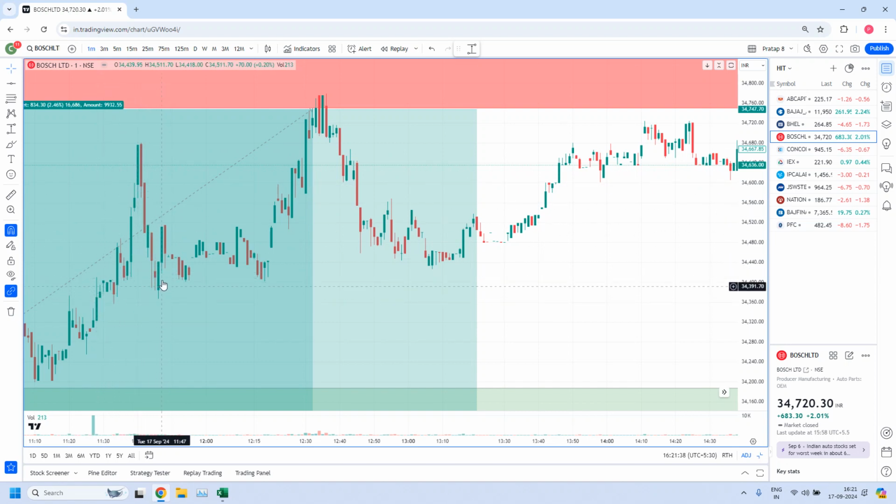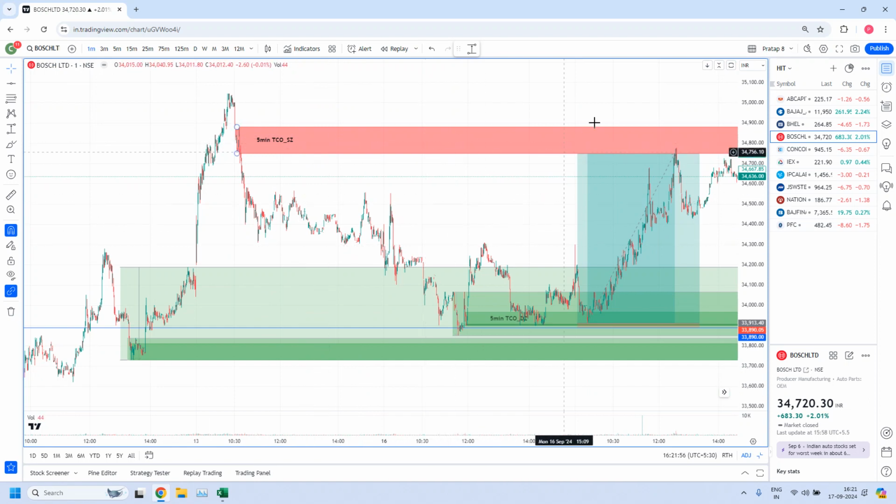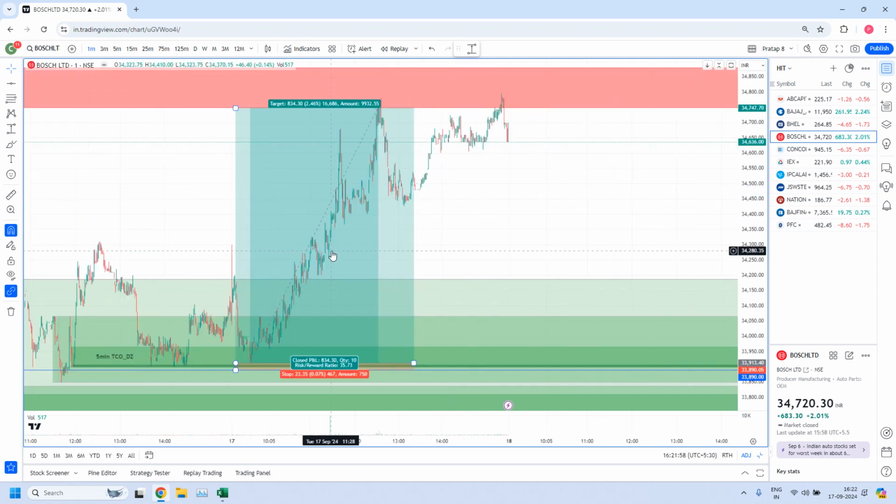It picked up the orders again, started moving up. Again a drop base rally was created. From here again it is picking the orders. Again a drop base rally is created. The prices were moving and finally they reached the 5 minutes TCO zone. And this is the way it has given you 1:35 RR.